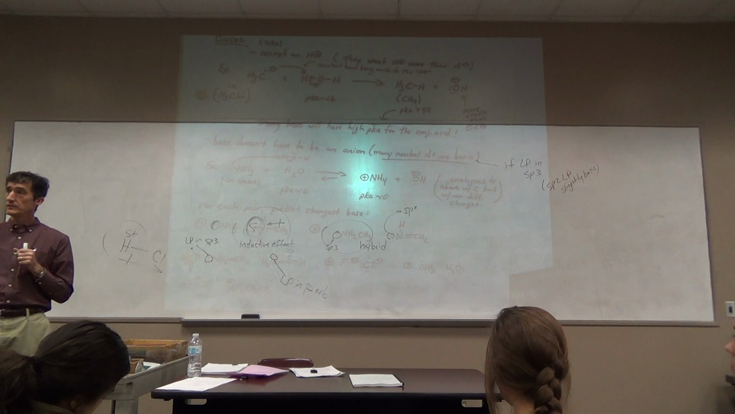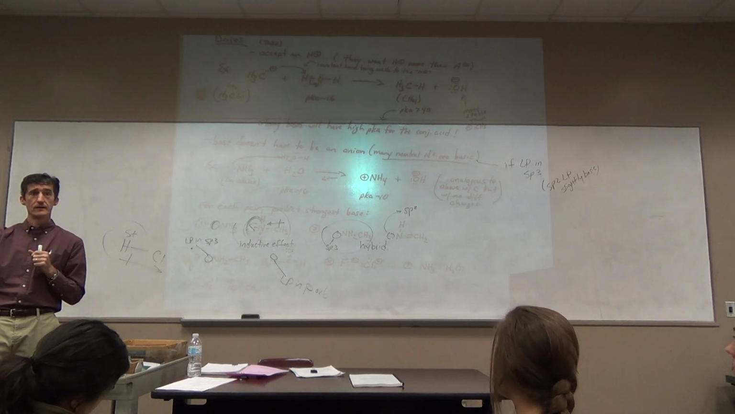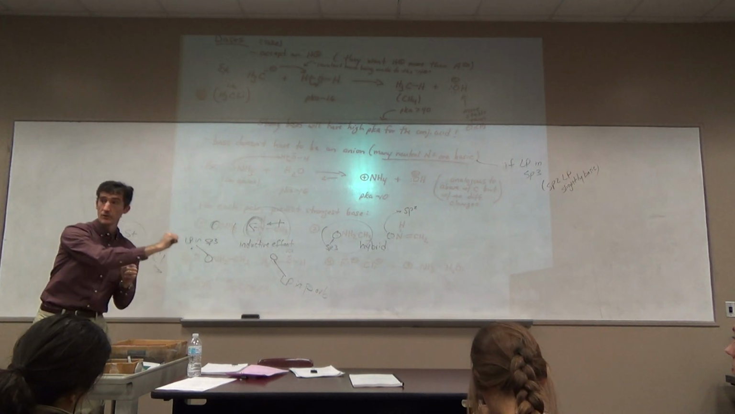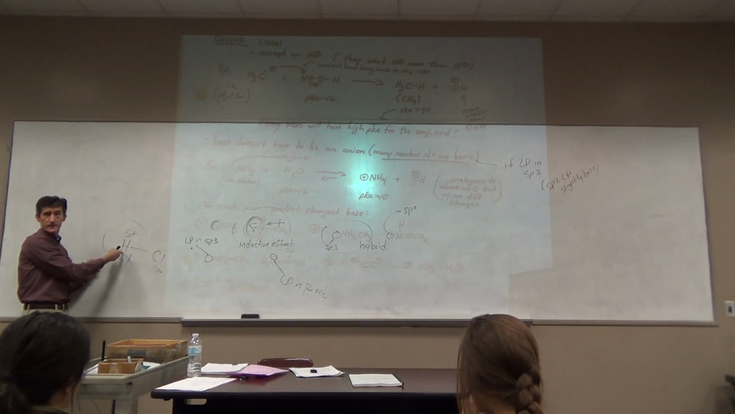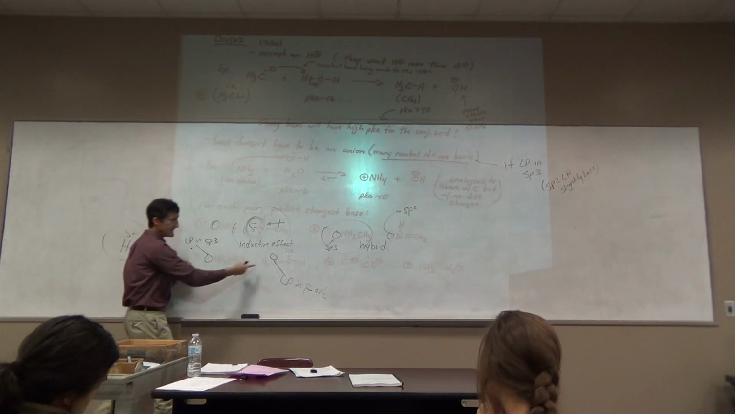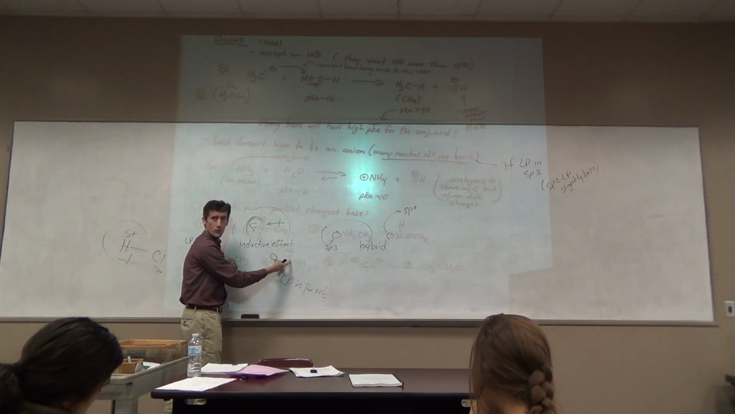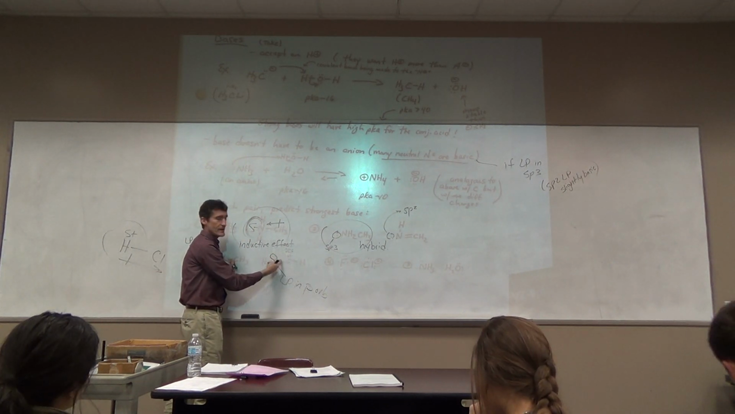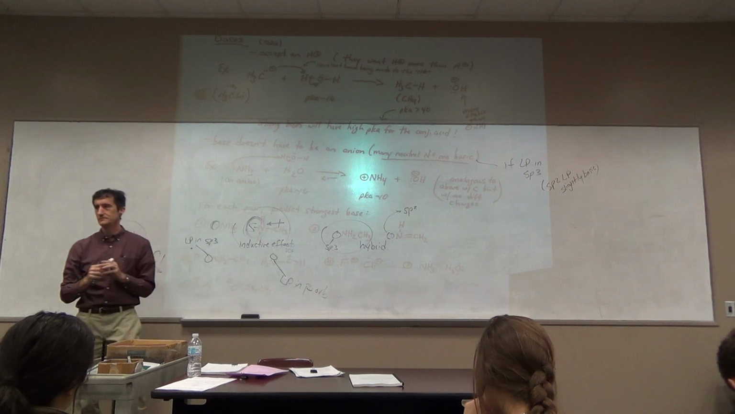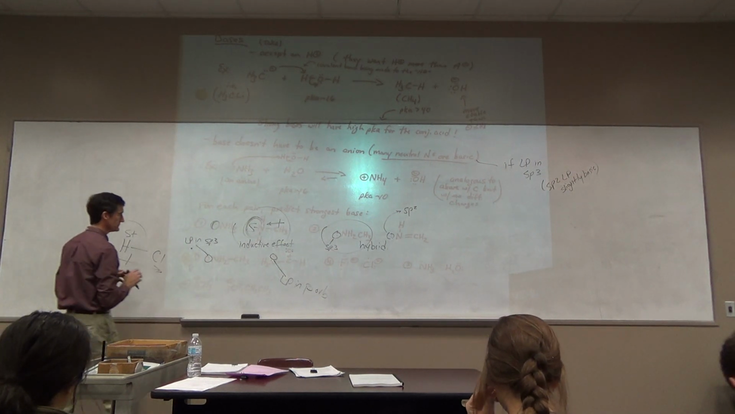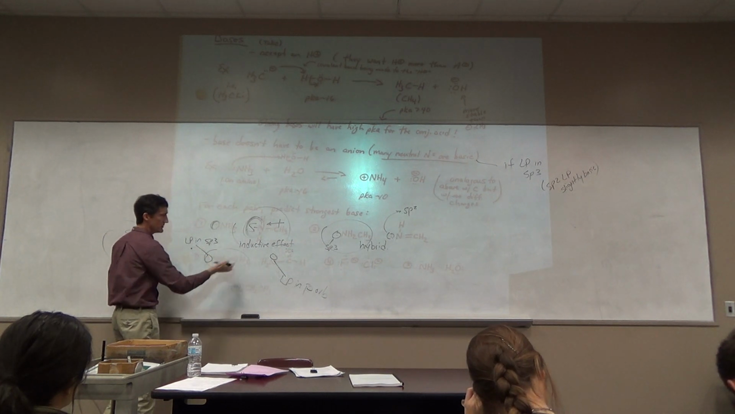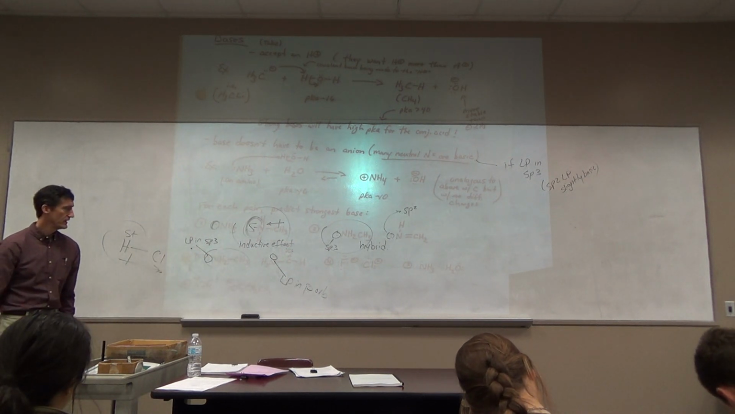Because it's in a p orbital, it's busy doing what? Interacting with the next door p orbital. This lone pair is not interested in interacting with this atom. It's got something to do. It's interacting with the next door orbital. It's busy. It's distracted. It's not interested in being a base. Okay? This is basic. You can call that a hybridization effect.